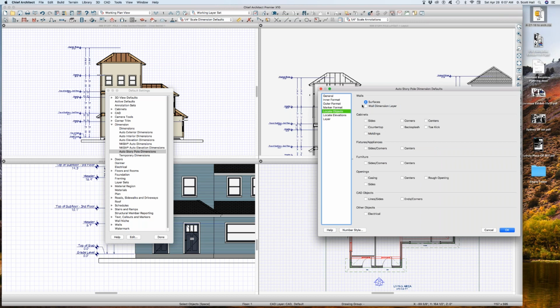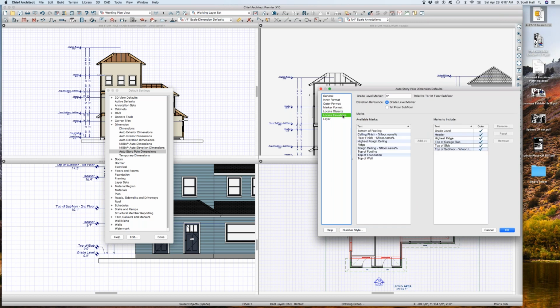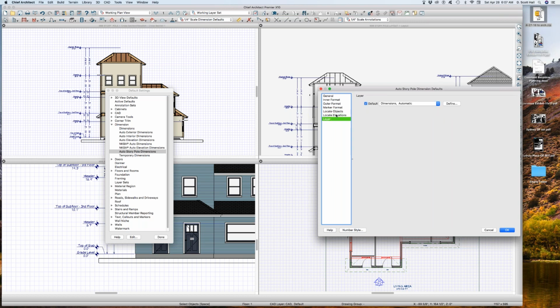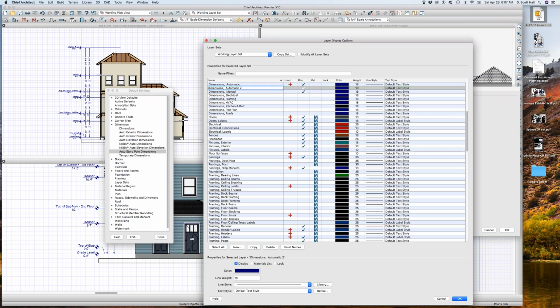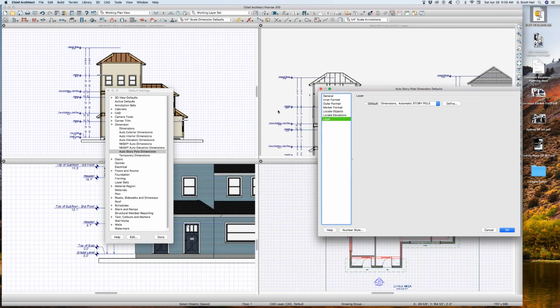I just leave this. I don't know, I'm just leaving it. I think these are for horizontal dimensions, like in plan view and stuff. Auto story dimension defaults, but whatever. I don't understand it, I don't think. I don't care. And layer, I want them to go on dimensions automatic. Probably would want them to go on auto. So I'm going to go define, copy, dimensions, auto, story poll. I just use story poll so I can lock my automatic dimensions if I want, and just delete the story poll dimensions, or vice versa. So it seems like it doesn't cost me anything.